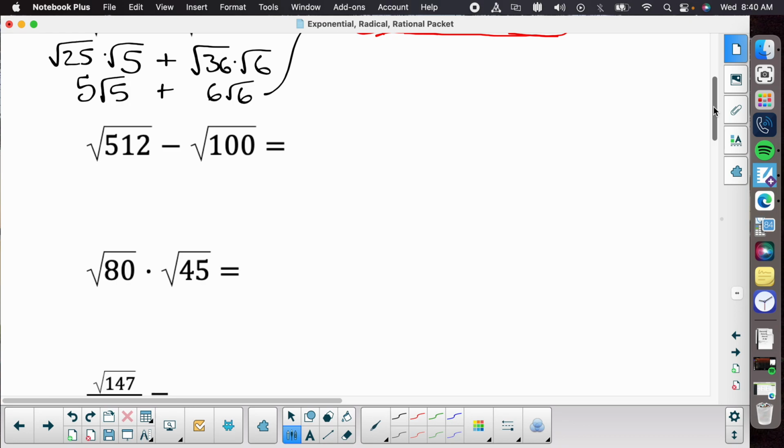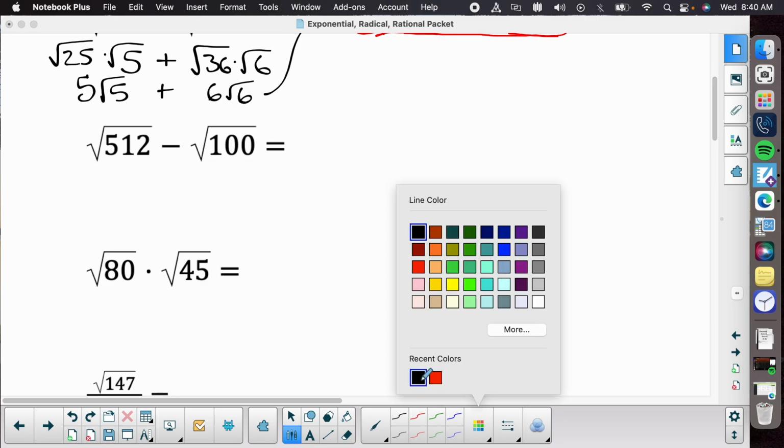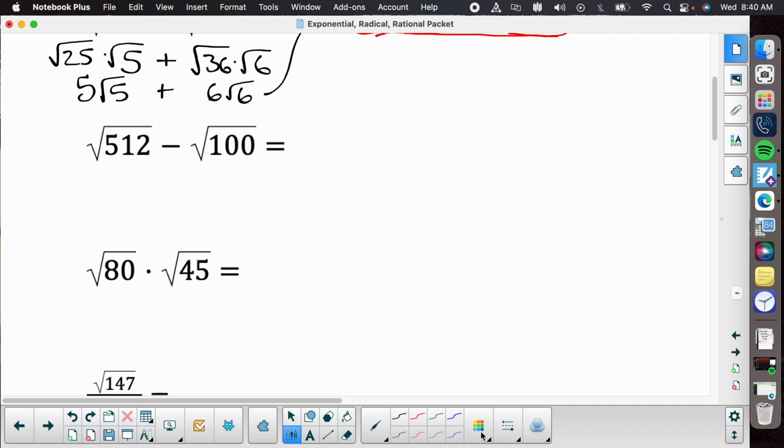Let's change this problem, let's make it different, because I want one we can add or subtract together. So let's make this square root of 200. That'll be a nice easy change that you guys don't have to change much, and then the problem will work. So square root of 512 minus square root of 200.